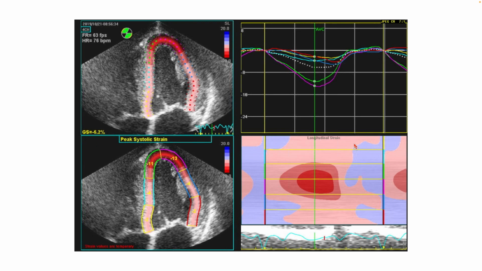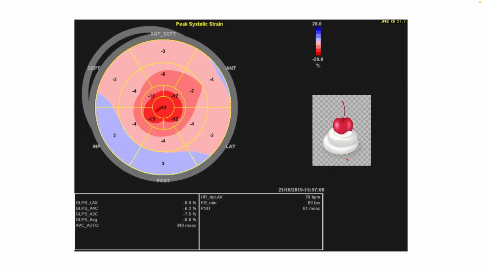To further evaluate, we do the GLS, or global longitudinal strain. So again, this is from this patient, and you can see the apex strain is preserved, while the mid and the base are all significantly impaired. This is thought to be related to differential infiltration of cardiac amyloid, where the apex is relatively spared. So again, this results in the global GLS being down, but the apex still being quite preserved.